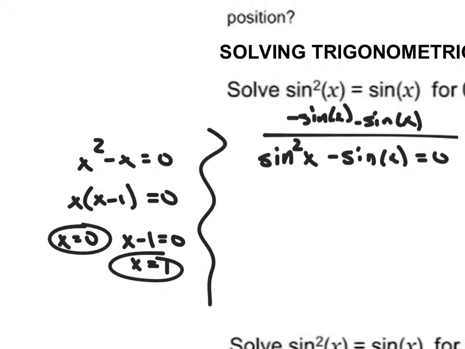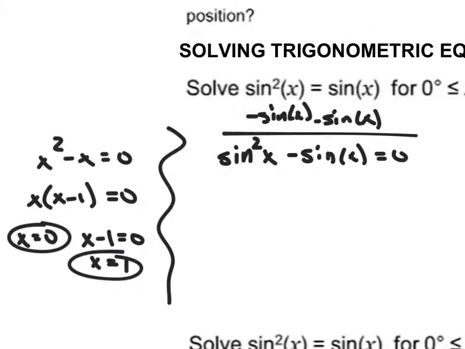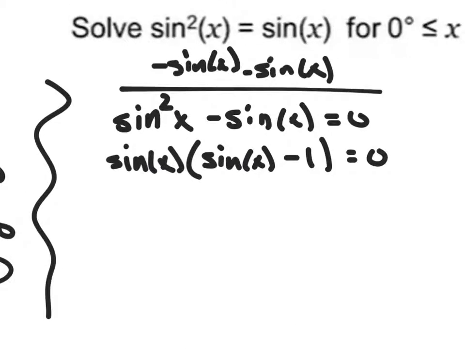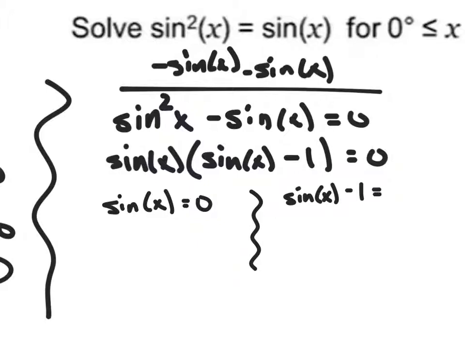But what you want to think about here is that you have trig functions. We're going to do the same thing. What I can do here is factor out a sine of x, and you're left with sine of x times (sine of x minus 1) equal to 0. Now I'm going to solve the equation sine of x equals 0, and I'm going to solve sine of x minus 1 equals 0.